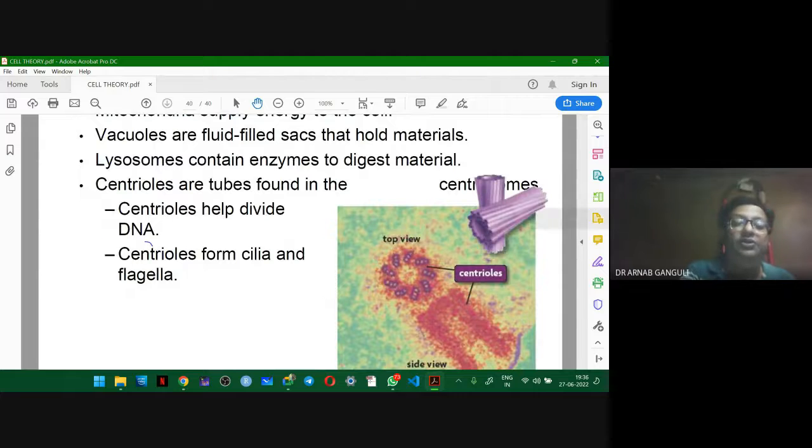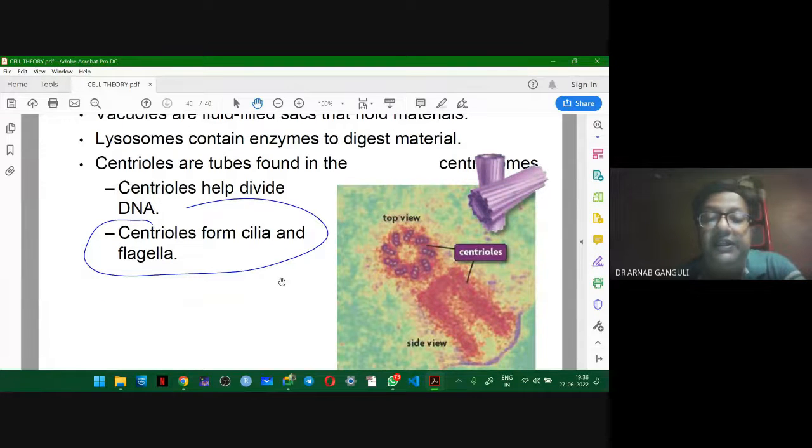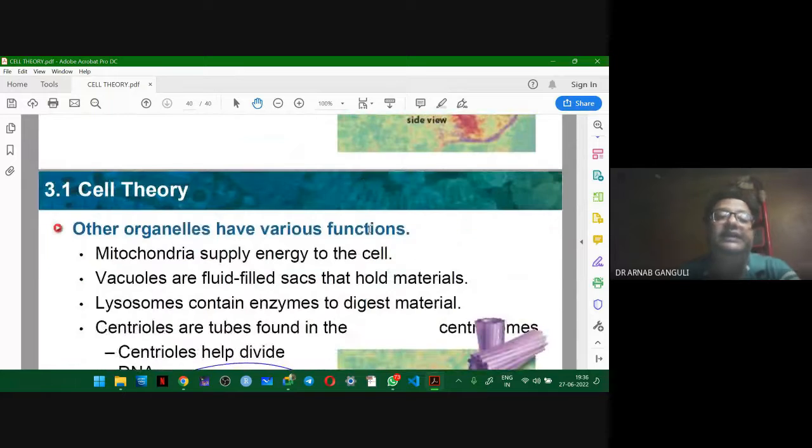The centrioles also form cilia and flagella. The spindle fibers, cilia and flagella all originate from the centriole. And so basically, this is the nutshell of the cell theory.